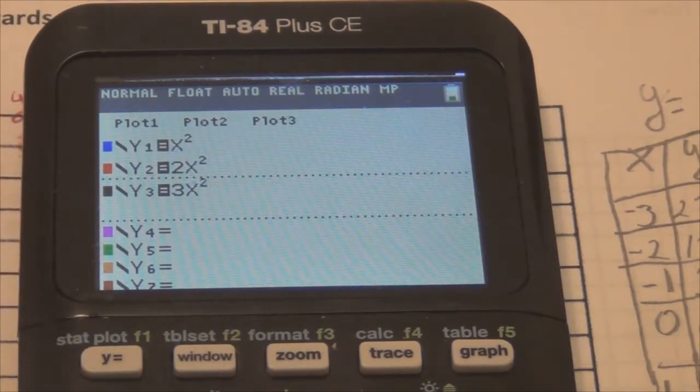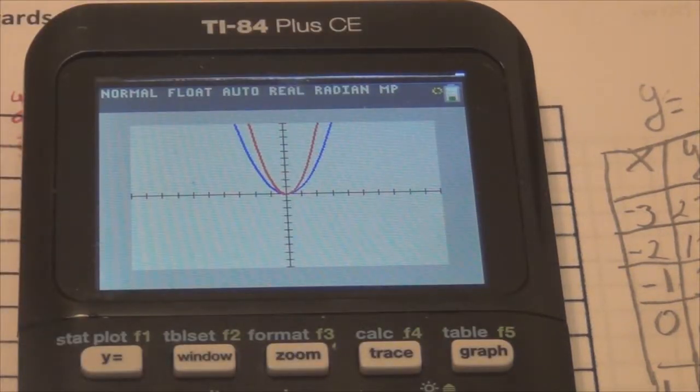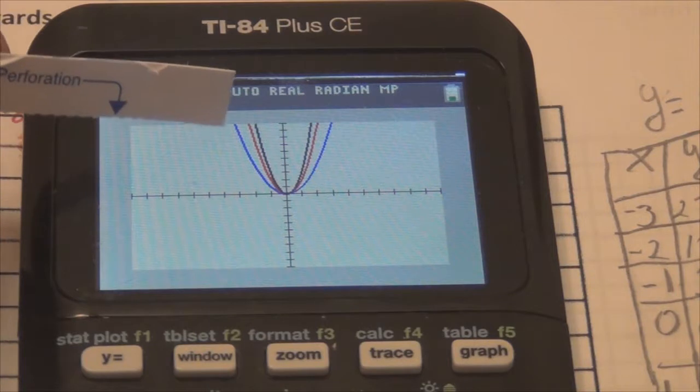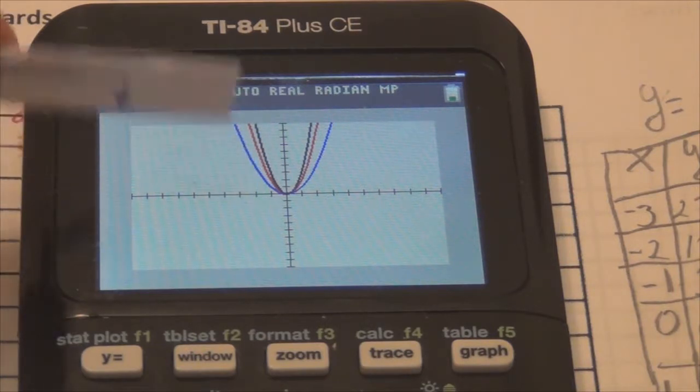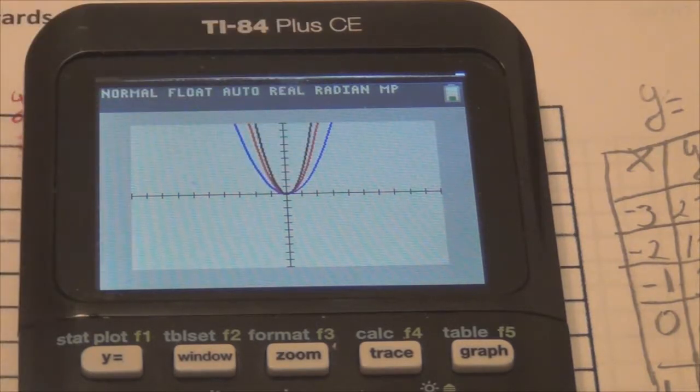3x squared. And let us graph it. And that's the other one. So this one right here, the blue one, is x squared. This one is 2x squared. This one is 3x squared.